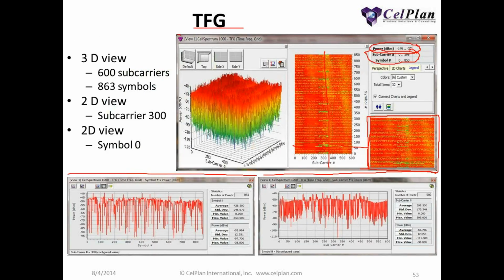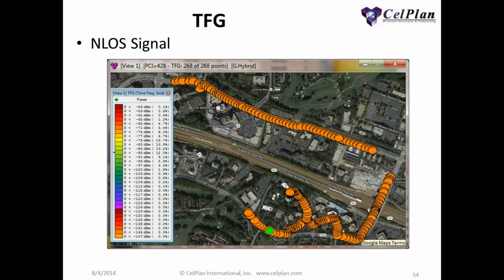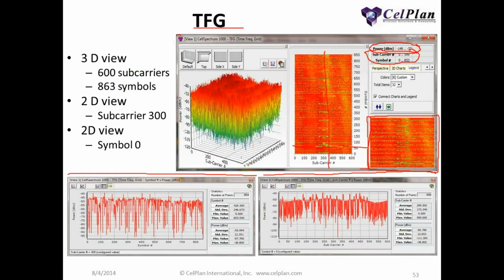So this is the line of sight signal. Now I will show you the non-line of sight signal. If we look at the line of sight signal, the average power is about 60 dBm. When we go to the non-line of sight signal, the average power now is 79, 80 dBm. Okay, and you can see the distributions and so on.